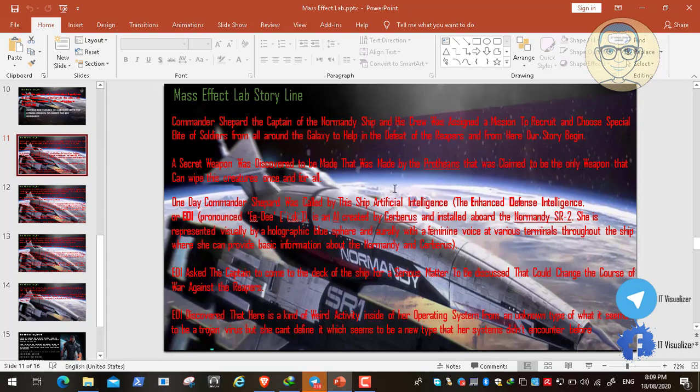Okay, so here Captain Shepard, our hero, is on his ship, which is called the Normandy. One day he meets the AI, or artificial intelligence, of the ship. So the ship has an artificial intelligence called EDI, the Enhanced Defense Intelligence. She is represented visually by a hologram, a blue sphere, with a feminine voice at various terminals throughout the ship, where she can provide basic information about the Normandy and its services. This is something like Siri in Apple, or Google Talk in the Android system. So EDI is the artificial intelligence of the Normandy.